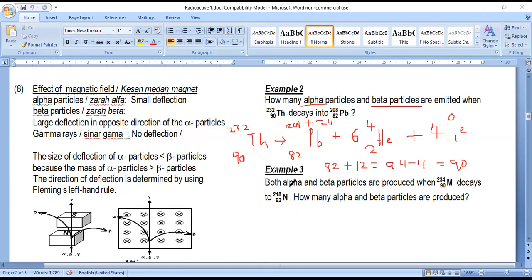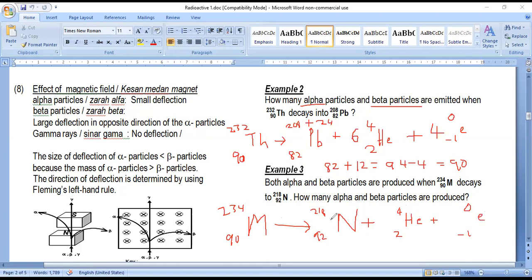Okay. Now example 3. Both alpha and beta particles are produced when 234/90 N decays into 218/92 N. How many alpha and beta particles are produced? So same thing lah. So 234, 90, decays become N, 218, 92, plus alpha and beta.